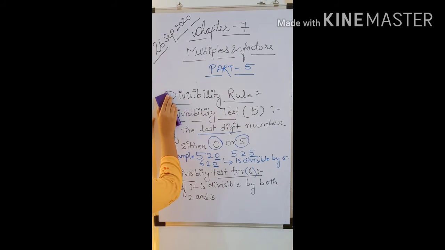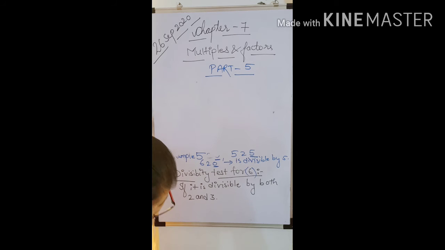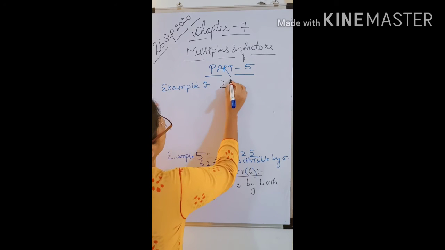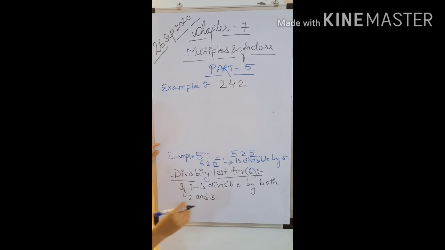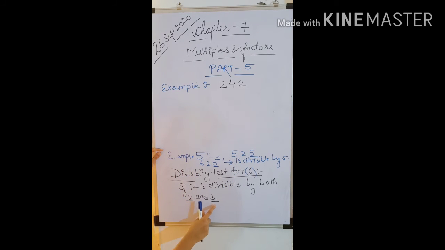Let us look at what it means. Suppose I take an example over here. The example is 242. So how will I do it? I will have to check for both 2 and 3, and I know the rule for 2 as well as 3 now. The rule for 2 is we have to look at the last digit, which should be 0, 2, 4, 6 or 8. For 3, we have to add all the 3 digits and then check whether the sum is divisible by 3 or not.